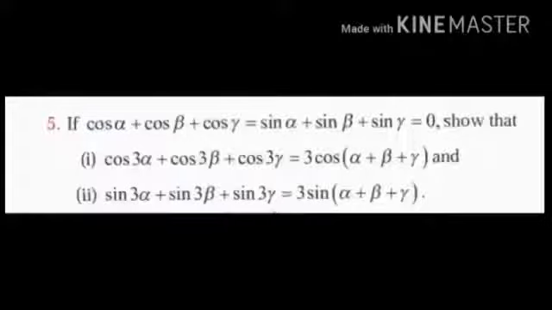Exercise 2.7, fifth sum. If cos alpha plus cos beta plus cos gamma equal to sin alpha plus sin beta plus sin gamma equal to 0, then show that, first question, cos 3 alpha plus cos 3 beta plus cos 3 gamma equal to 3 into cos of alpha plus beta plus gamma, and similarly for sin also they have given you. In this question, we are going to prove these two parts simultaneously. While I am doing the calculation itself, at the same time I will be getting both the answers together.